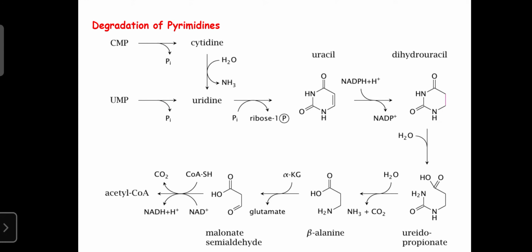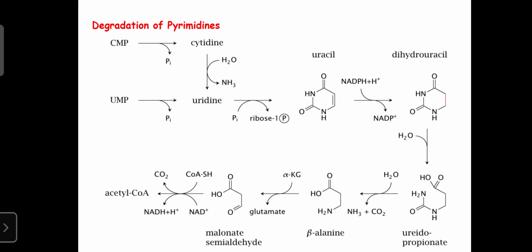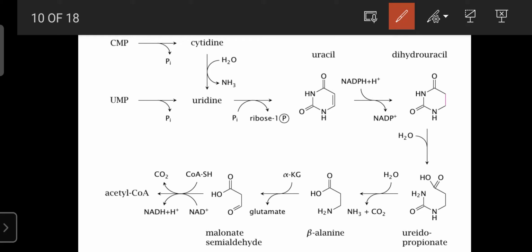Okay, so next we can learn regarding the degradation of the pyrimidine bases. That is cytosine monophosphate. It can be dephosphorylated, releasing the phosphate group, and become cytidine. And cytidine further undergoes hydrolysis, releasing ammonia, and becomes uridine.